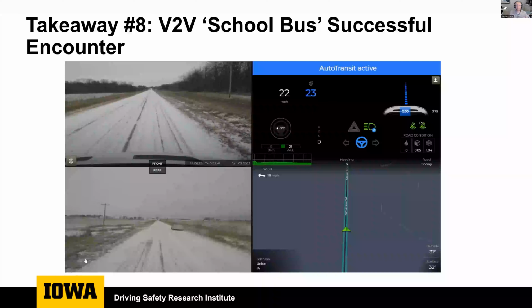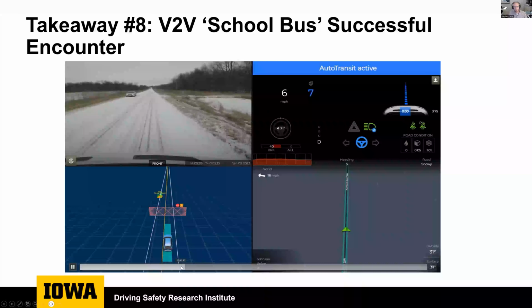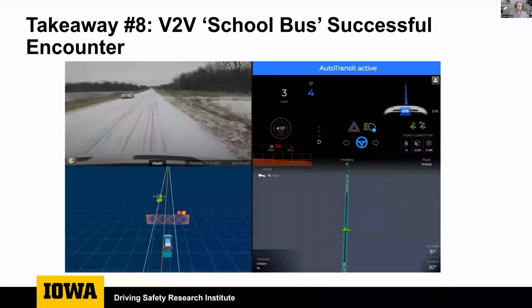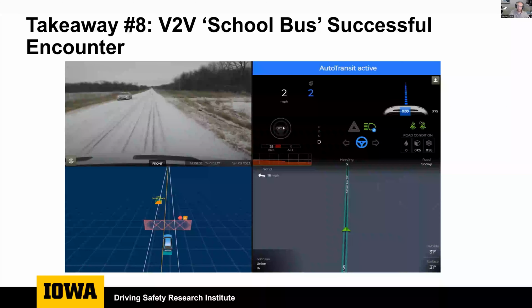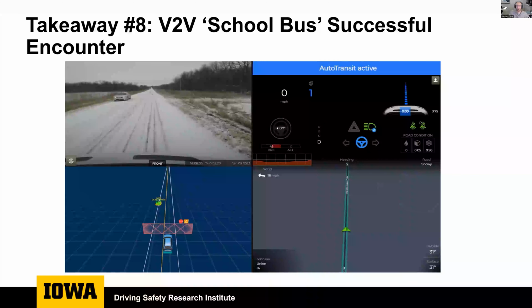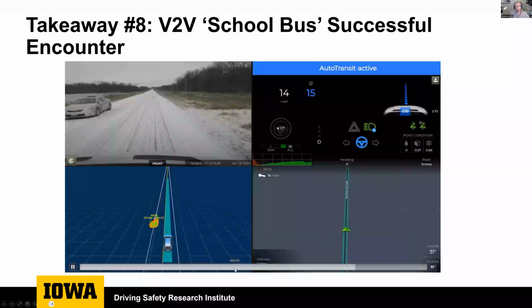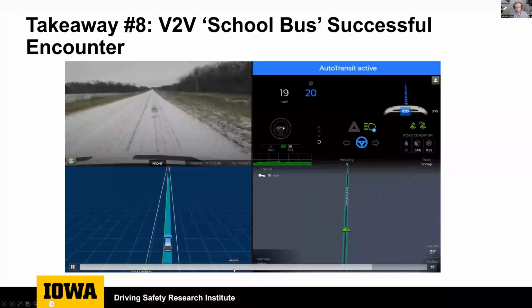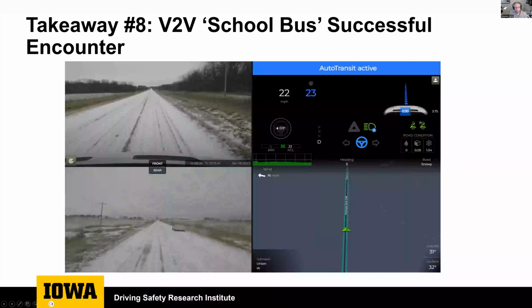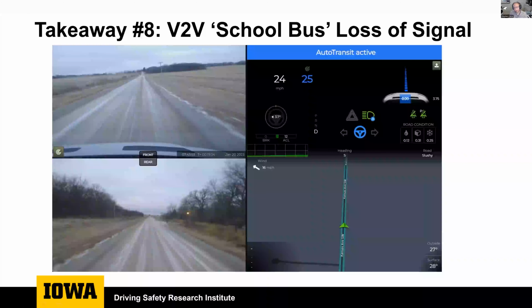Now, this was all done via cellular system, and we did a lot of the testing out in this area that was very rural. So the cellular signal was not always the best at all times. And so while this was a successful run with V2V, we did have some unsuccessful ones dealing with loss of cellular signals. So Omar, if you want to go ahead one slide, we'll take a look at an unsuccessful encounter.